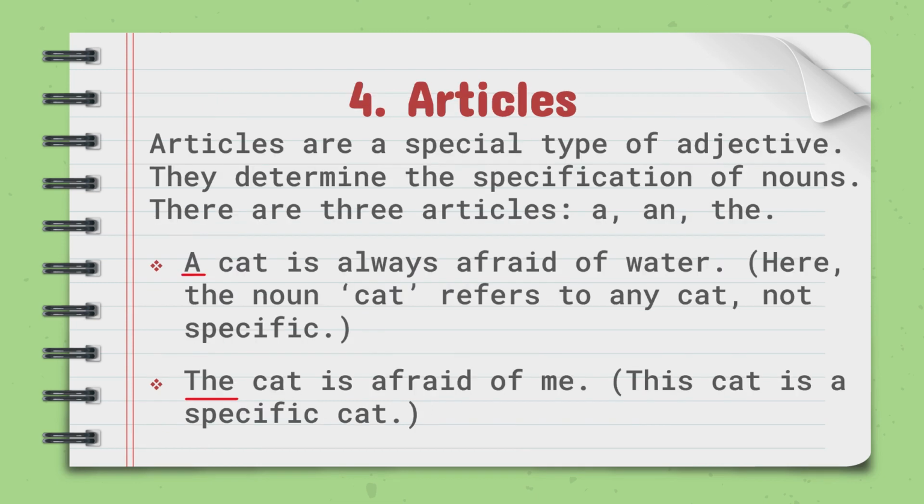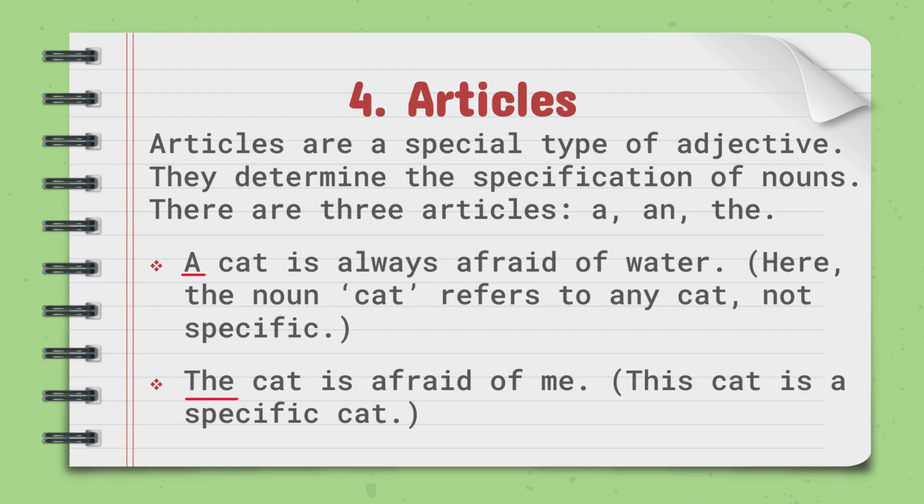Did you know that articles are also adjectives because they describe the nouns? Articles are also adjectives. They determine the specifications of nouns. They tell us whether a noun is specific or non-specific, particular or non-particular. And as we've already covered in one of our earlier lectures, we discussed articles in detail, so we won't go in detail here.